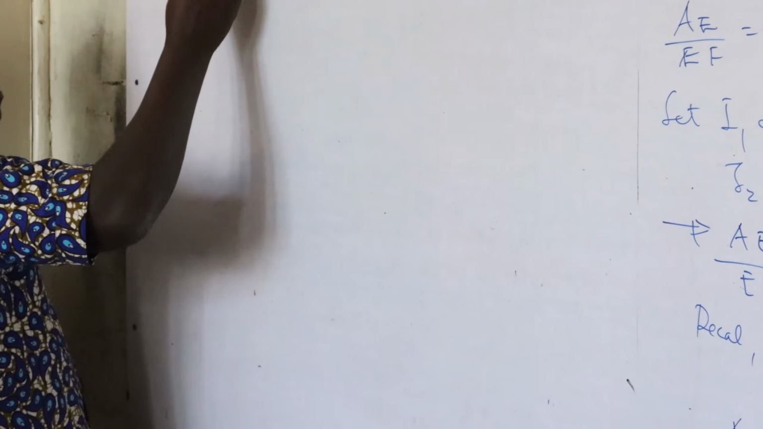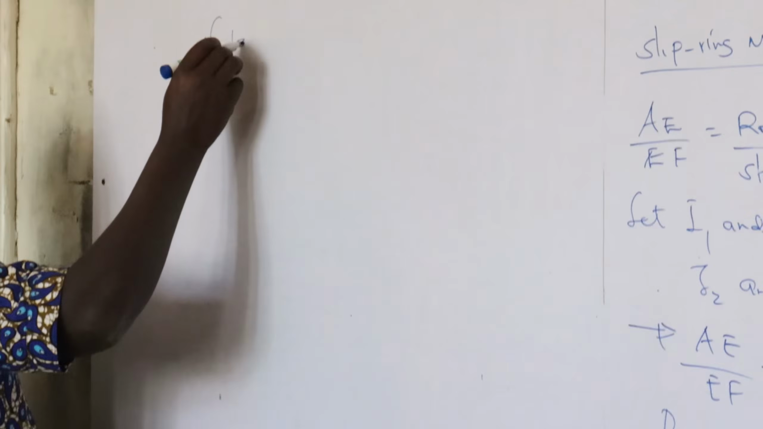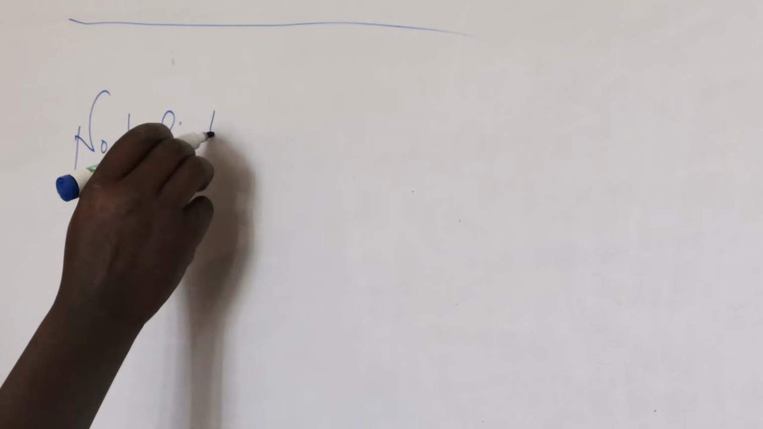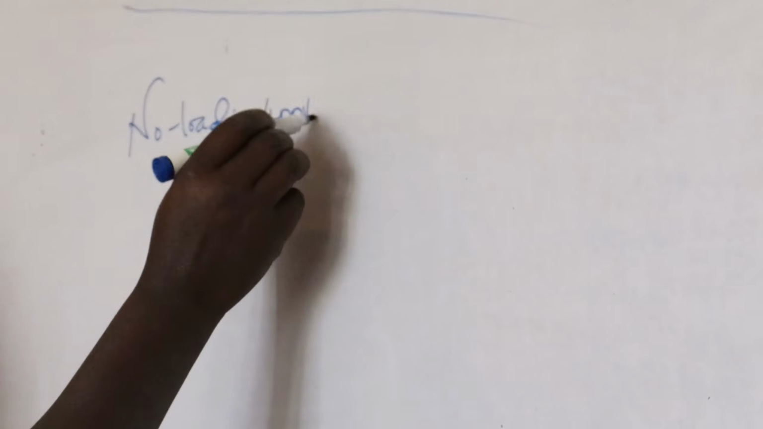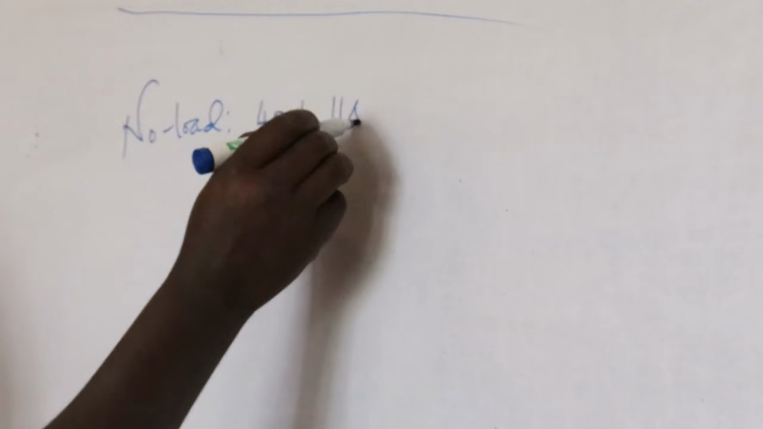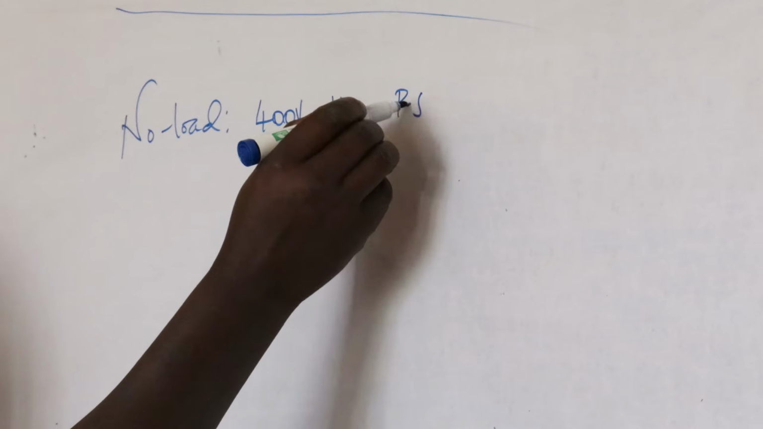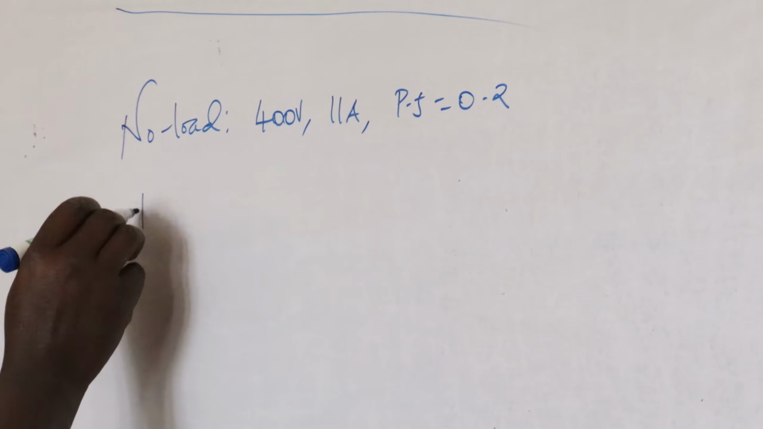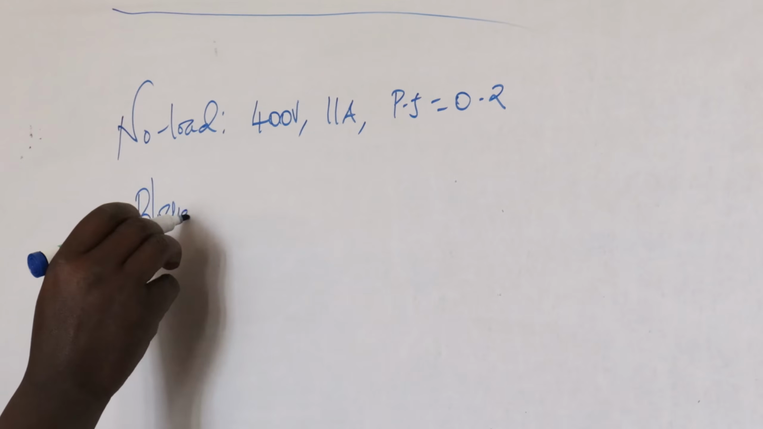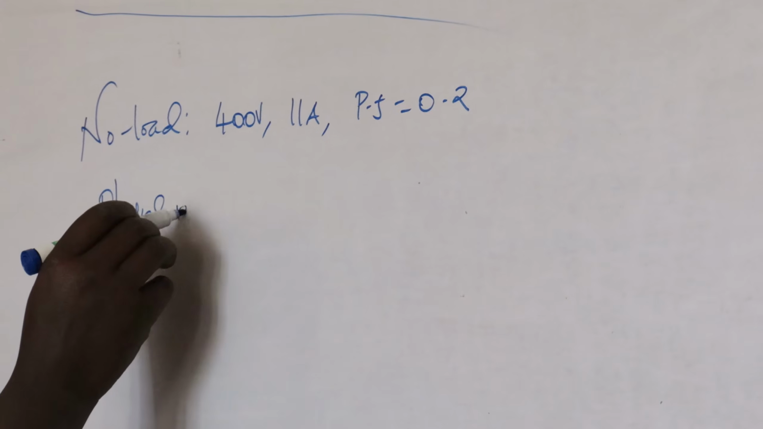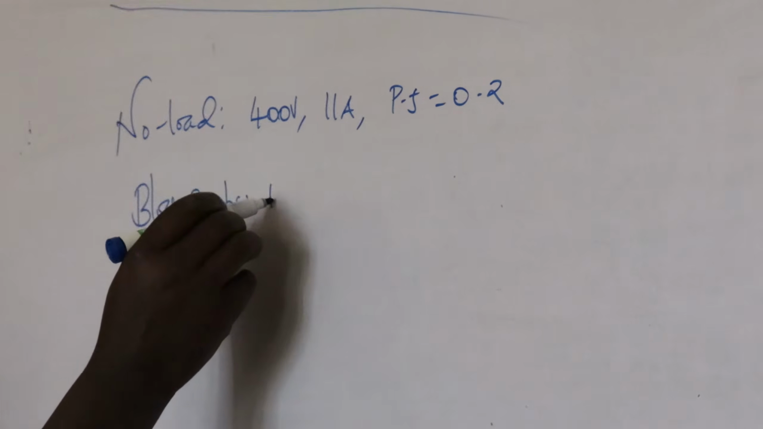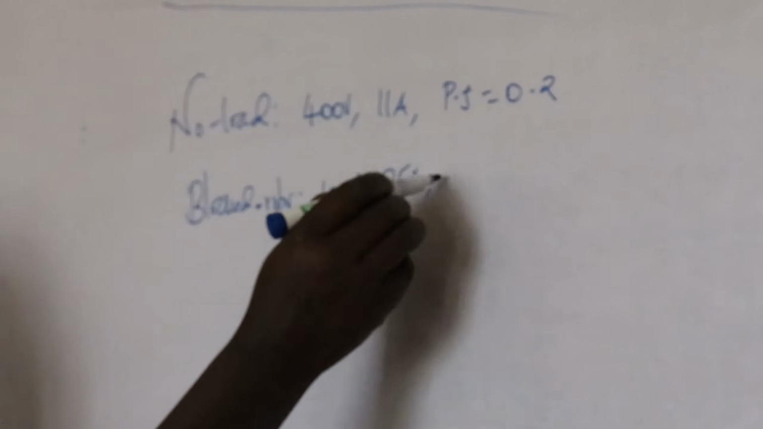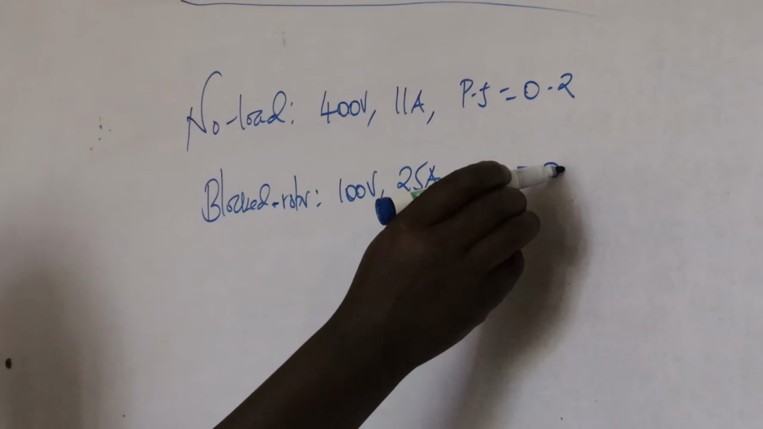No load: 400 volts, 11 amps, a PF of 0.2. Blocked rotor: 100 volts, 25 amps, a PF of 0.4.